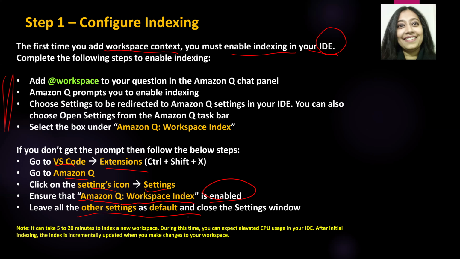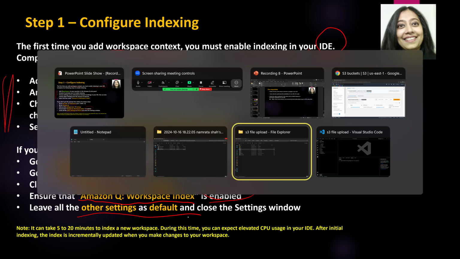Now, depending upon how big of a project or a workspace that you have, it will take some time to index all the documents. During that time, while it is creating the index, you will see that there is an elevated use of your CPU. After the initial indexing is performed, the index is updated incrementally as you make changes in your workspace or your project. So let me go to my VS Code right here.